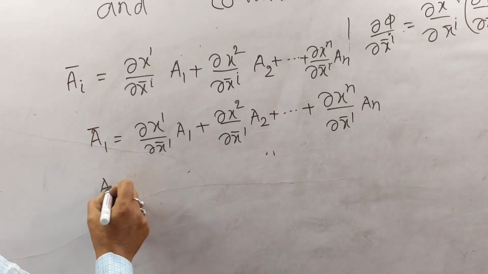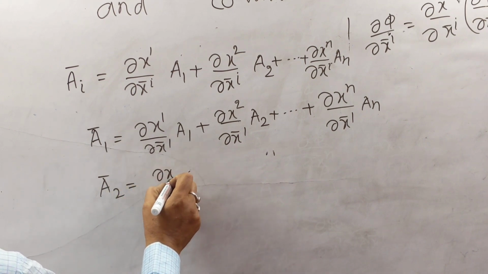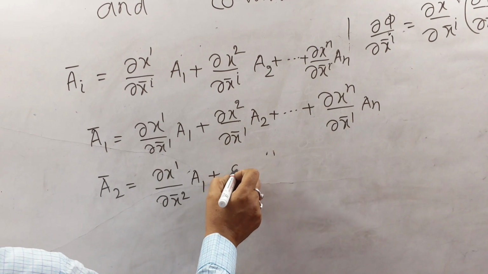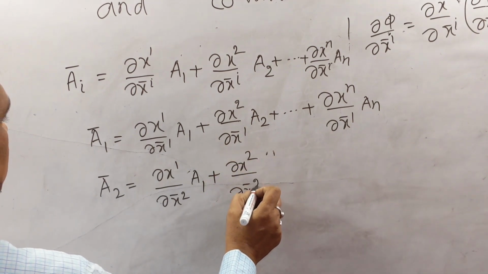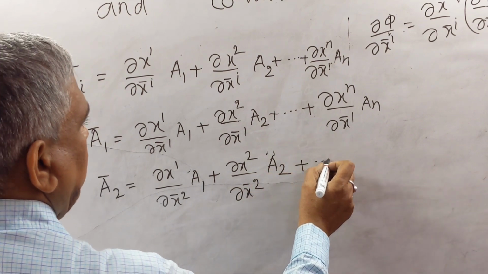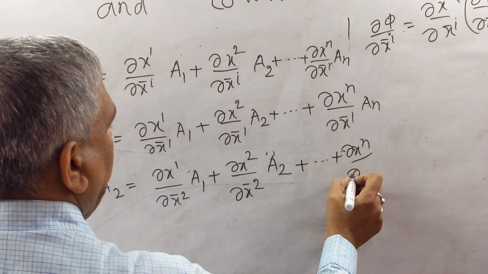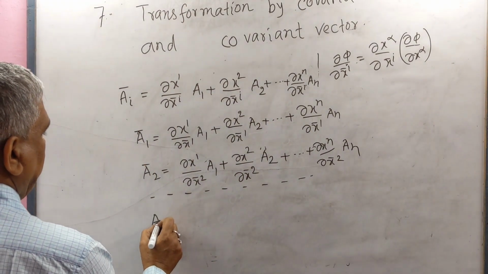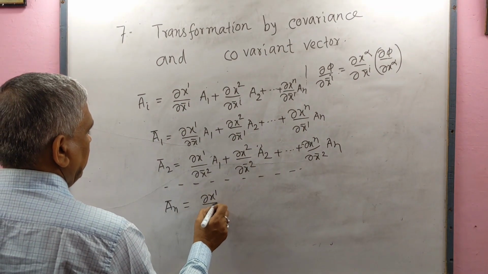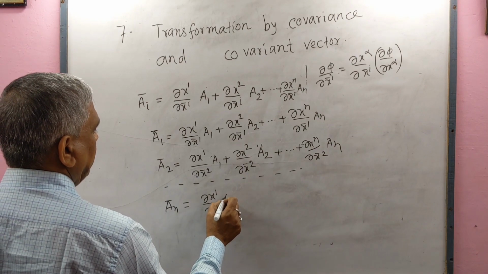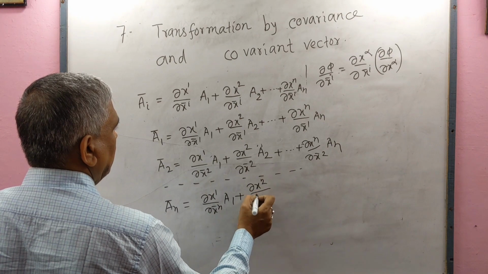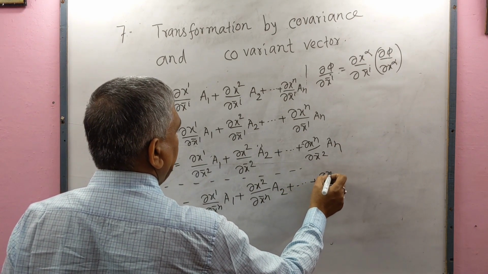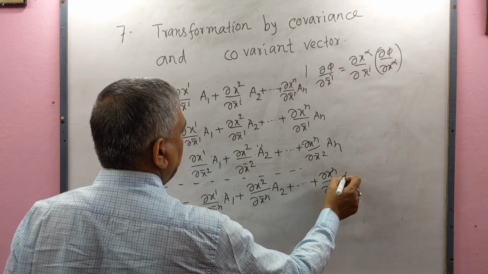Putting i equal to 2, a bar 2 equals del x1 by del x bar 2 a1 plus del x2 by del x bar 2 a2 plus ... plus del xn by del x bar 2 an, and so on. a bar n equals del x1 by del x bar n a1 plus del x2 by del x bar n a2 plus ... plus del xn by del x bar n an.